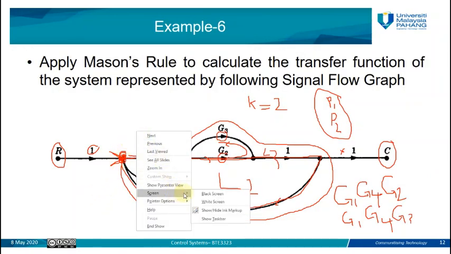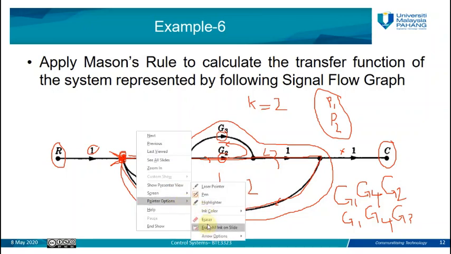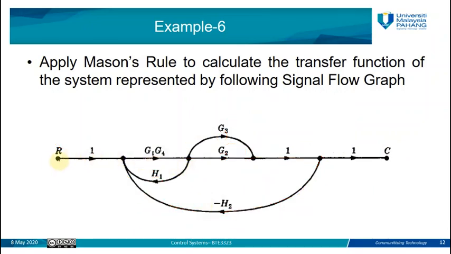We said we have two forward paths. In order to find delta 1 and delta 2, delta 1 is related to forward path number 1, and delta 2 is related to forward path number 2. We need to omit any loops which touch the forward path from the formula of delta. For example, the first forward path starts from R and goes through to the end, which is C. So this is the first forward path, P1.